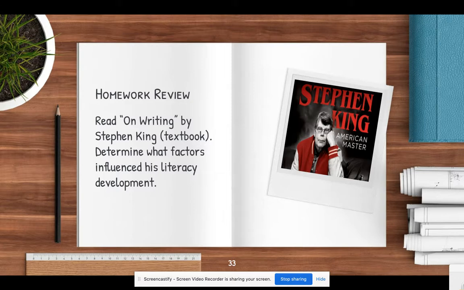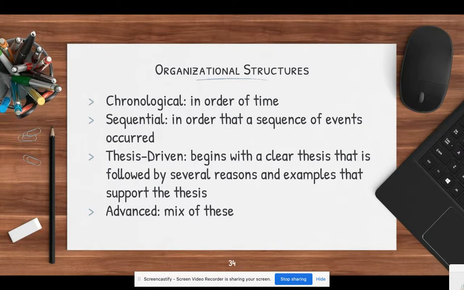nature of this piece. Here are some, we've talked about these before a little bit, two of them anyway. And then there's another one that I'll mention.